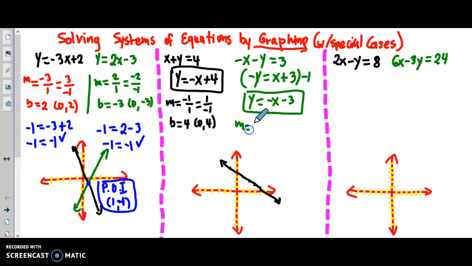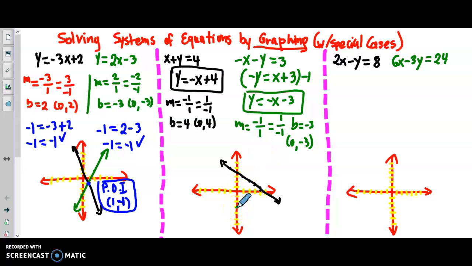The m, again, is the number in front of the x. And the b is negative 3, which means the starting point should be 0, negative 3. So if I'm comparing this information here with this, I can clearly see the same slope, but different b's. So when you have the same slope and different b's, you expect, hopefully, to get a pair of lines that will never intersect. So let me go ahead and show that in the graph.